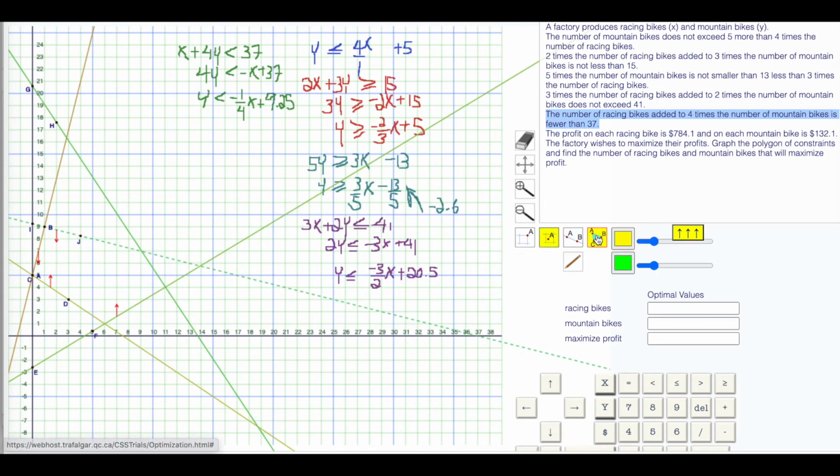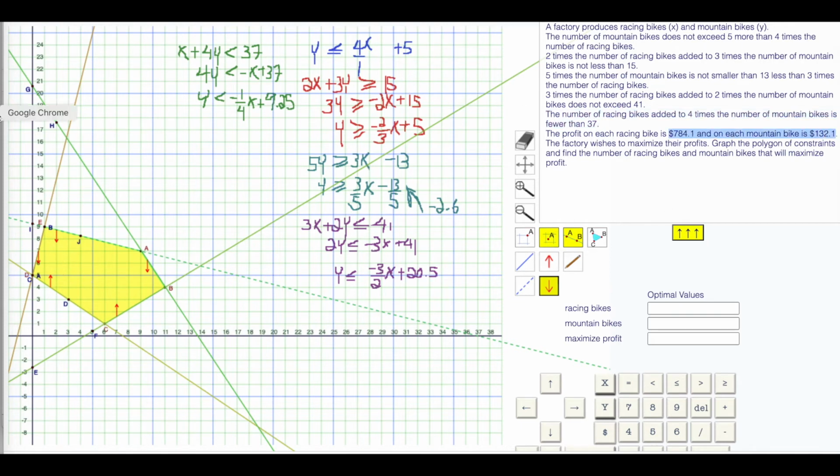Now I'm going to make my polygonal constraints, and here, and here, and here, and here, and here. We're talking about below this line, above this line, above that line, below this line, below this line, above that line, above that line. So we're talking about this region here. There's your polygonal constraints. We are going to look at the profits.